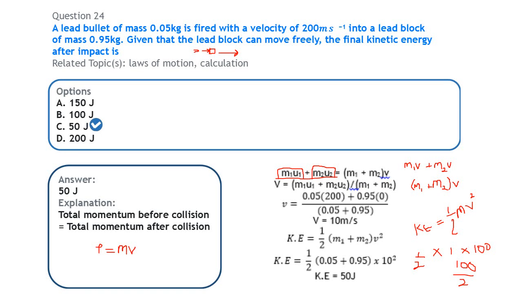So that's 100. Remember, this plus this will give you 1. So you have 1 over 2 times 1 times 100. Okay, 1 over 2 multiplied by 1 multiplied by 100. And when you multiply this, you have 1 times 1 times 100, that is 100, divided by 2. 100 divided by 2 is 50 joules.